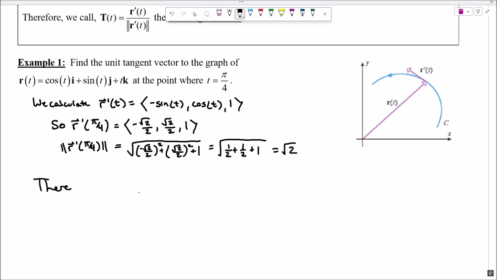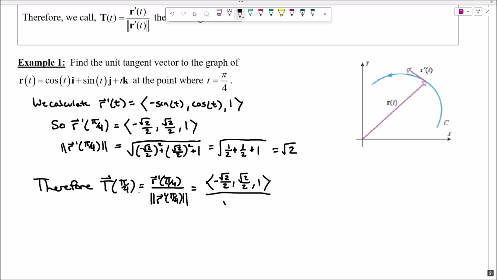So this means that capital T at pi over 4 is just r prime at pi over 4 divided by the norm of r prime at pi over 4. And so this is just my negative root 2 over 2, positive root 2 over 2, comma 1, all being divided by that square root of 2. I could think about that as a 1 over root 2 and simply distribute that, multiplying it through my vector.